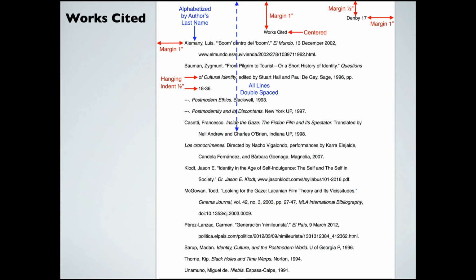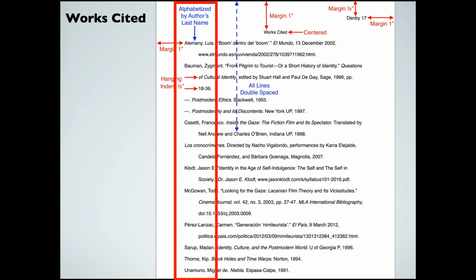Finally, compile all of your sources on the Works Cited page. It is the last page of your document. Write Works Cited centered on the page. All lines are double spaced. Do not put a blank line after Works Cited. Alphabetize your sources by the author's last name.